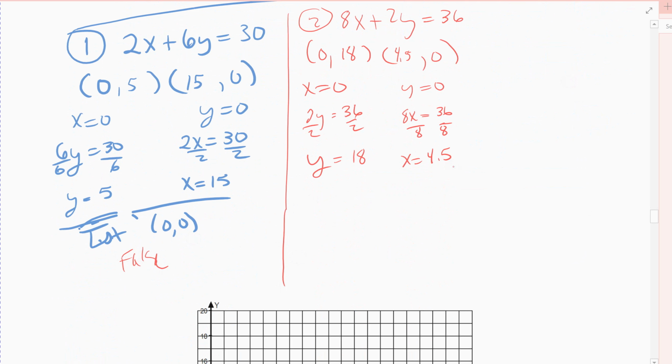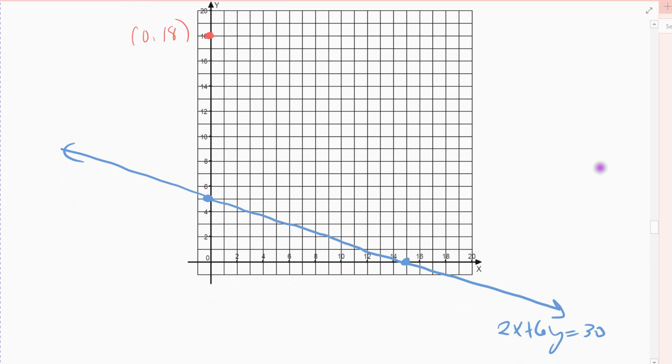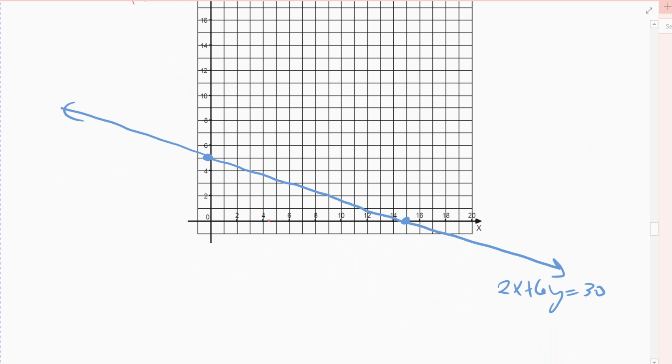Alright, so first graphing this though, 0, 18, and 4.5, 0. So 0, 18 puts me way up here. And 4.5 puts me right in between 4 and 5. So remember, 4.5 is that point. 4.5, 0.